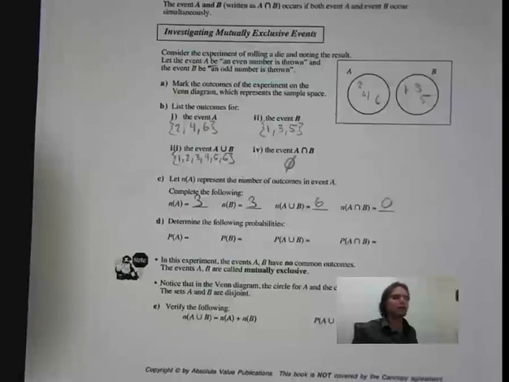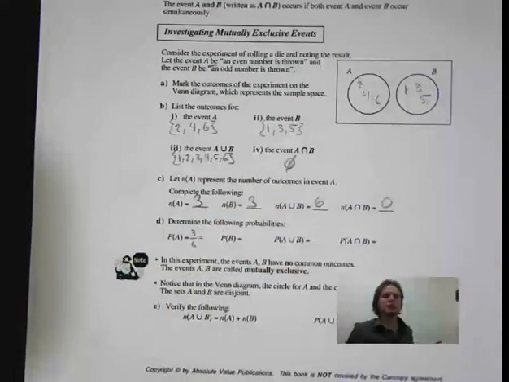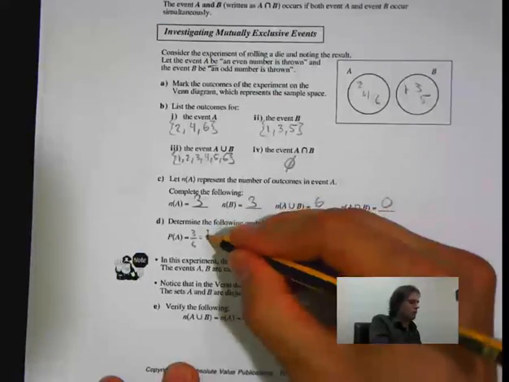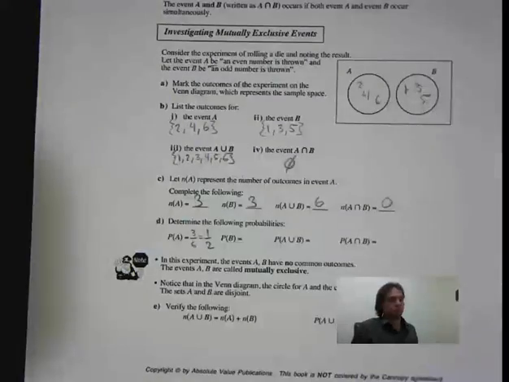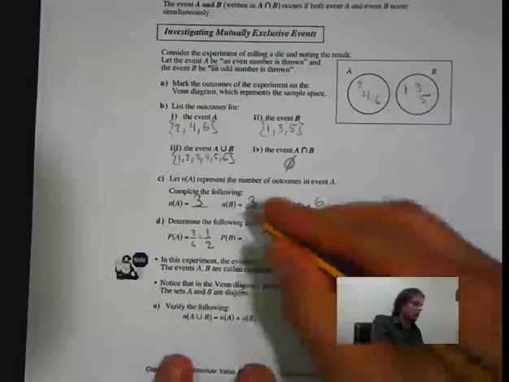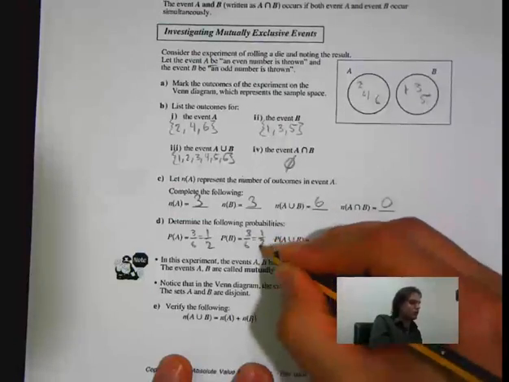Okay? So determine the following probability. So what is the probability of rolling event A? So getting an even. What is the probability? Well, half of your things are even. So that is 3 out of 6, which is actually equal to 1 out of 2. What's the probability of rolling a B? And that's all the other ones. That's all the odds. So that's 3 out of 6, which is 1 out of 2.